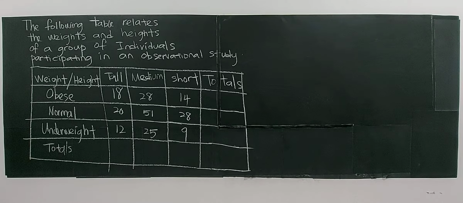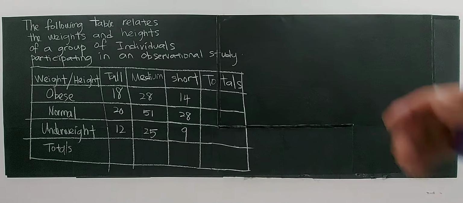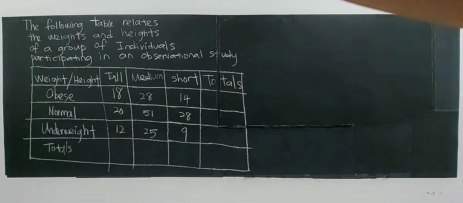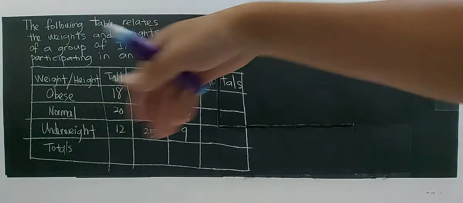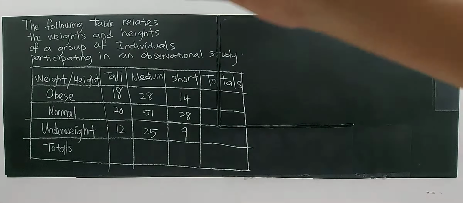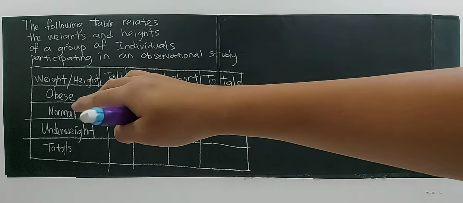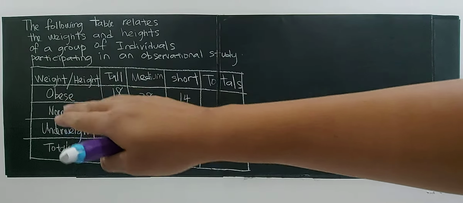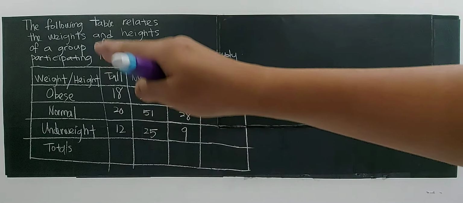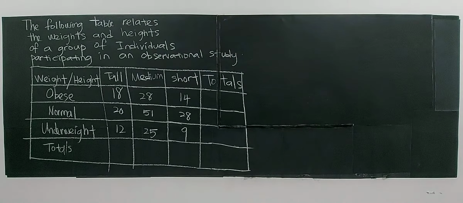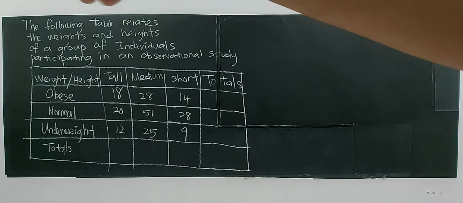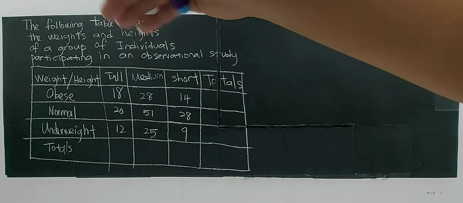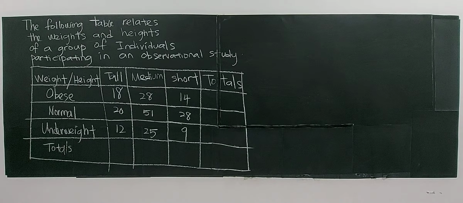Alright, okay, let's look at these examples here. You can refer to your notes. That's asking you to find the probability by using these tables of outcomes, or we say contingency table, where we have obese, normal, underweight as one variable, and tall, medium, and short as the other. The following table relates the weight and height of a group of individuals participating in an observational study.